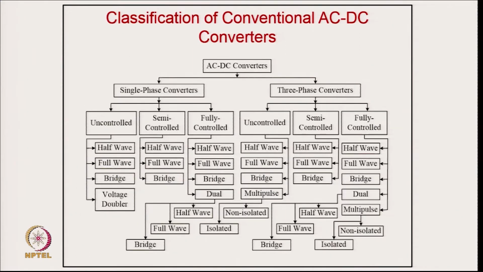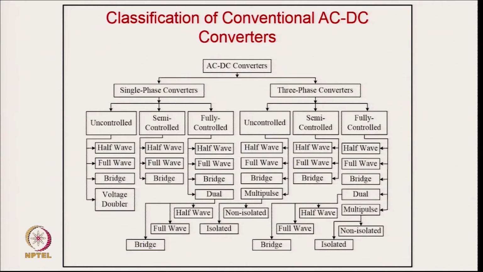And if we talk about the classification of conventional AC DC converters, most of these create power quality problems at the grid, because most of the application interfaces are through this AC DC converter. So, we can classify it into two broad categories, single phase and three phase converters, and single phase we can further classify as uncontrolled and semi controlled, and uncontrolled further as half wave, full wave, bridge and voltage doubler.